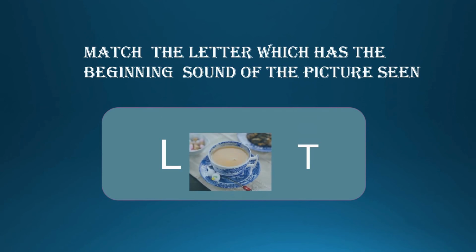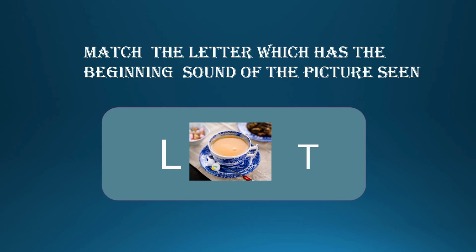Here is the letter L and T. And the picture is a cup of tea. So it starts with the letter T. And the beginning sound is T. T. So you have to circle letter T. Have you got it, children?